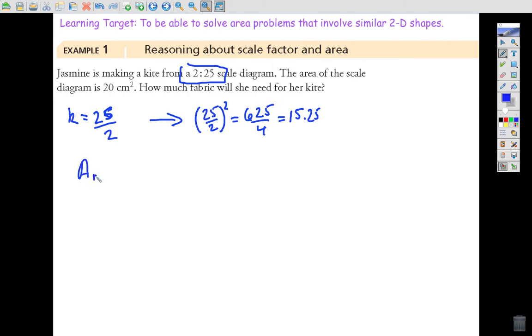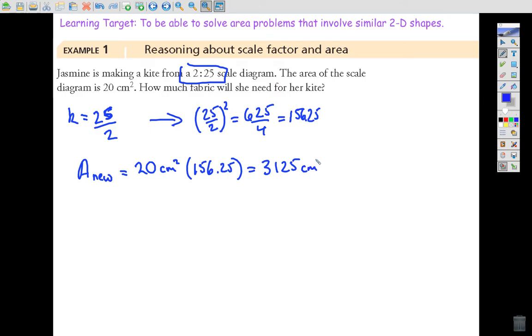So her new area, A new, would be the 20 centimeters squared, but we want to multiply that by a factor. Oh, sorry, I dropped a number there. It's 156.25. So if we multiply those out, we get back 3,125.